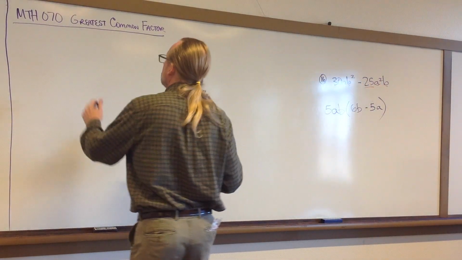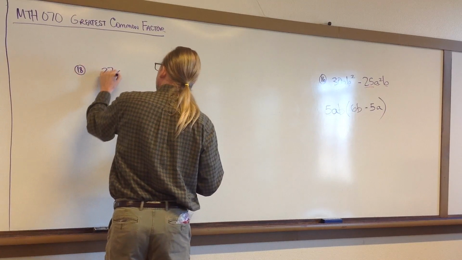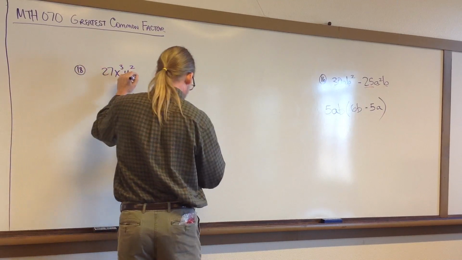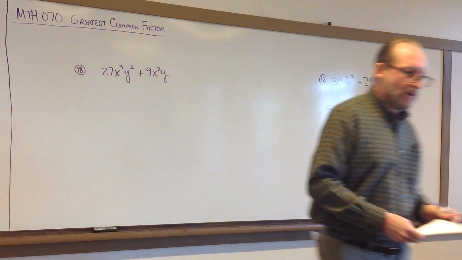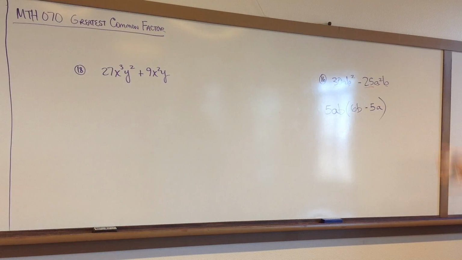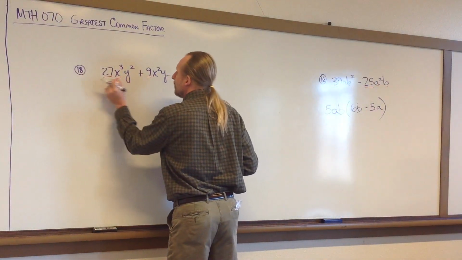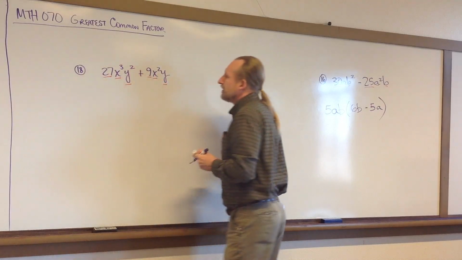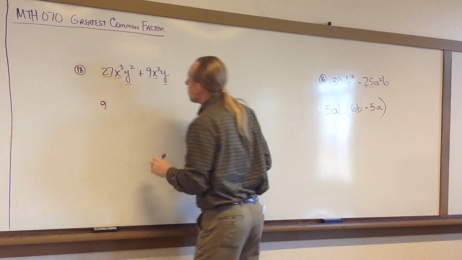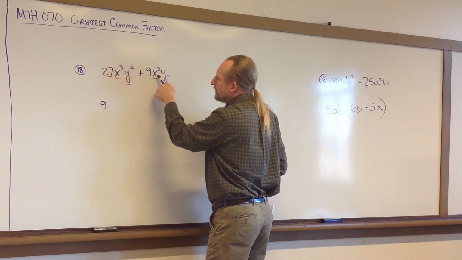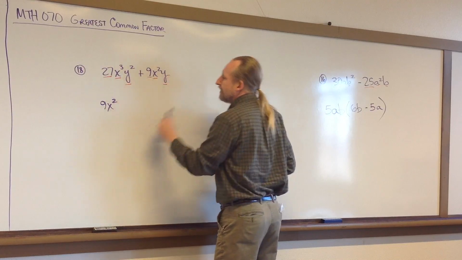Yeah, problem 18 is very similar. Got 27x to the third y squared plus 9x squared y. And so we're going to do the same thing we did in problem 16. We're going to look for common factors in the coefficients and the variables. So here we've got a common factor of 9. Here in the x's we can factor out x squared, and in the y's we can factor out the y to the first.